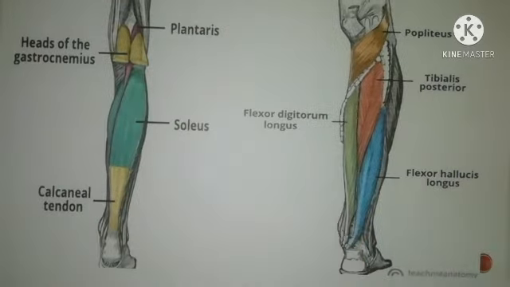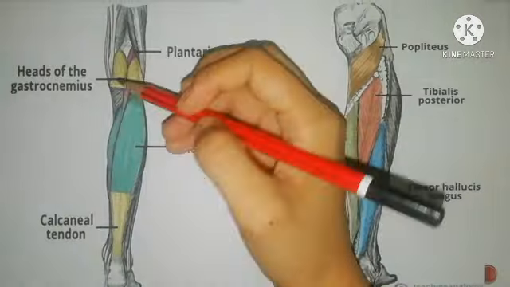The nerve supply is tibial nerve. Root value is S1 and S2. The action is again strong plantar flexion.